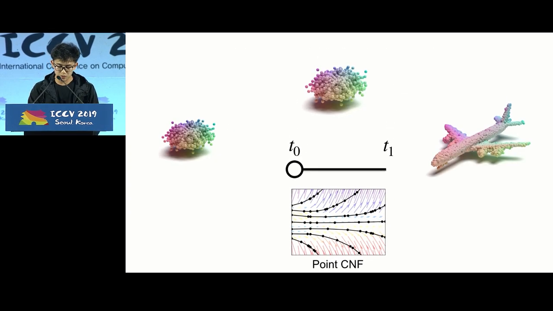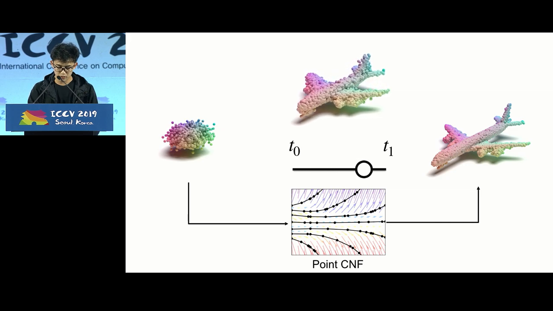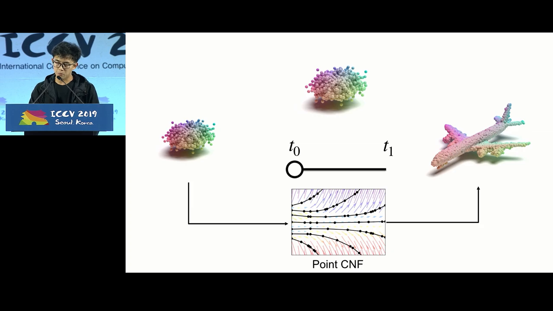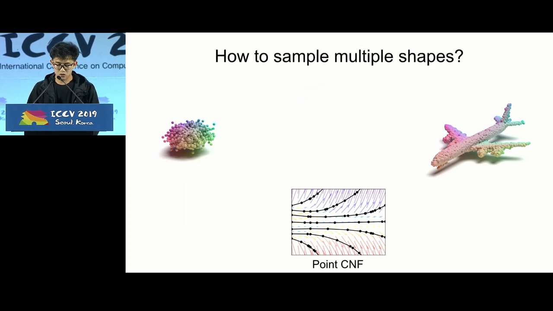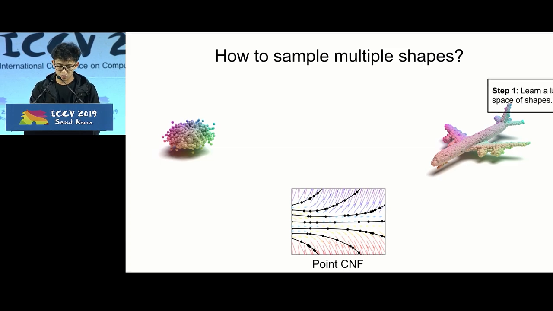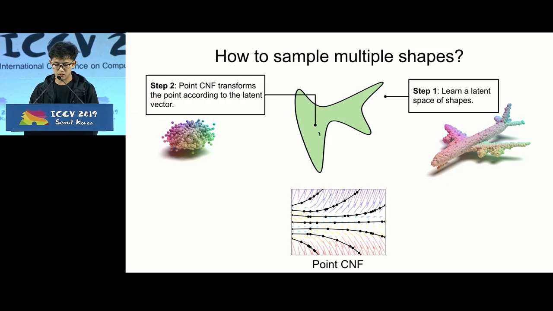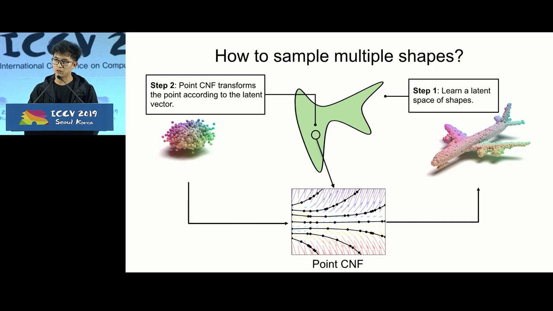Here's a visualization of a CNF transforming 3D points between a Gaussian and an airplane. We call such a CNF a point CNF. Notice right now each point CNF can only generate point clouds for one specific shape. So to extend the model to generate point clouds for multiple shapes, what we need to do is to first learn a latent space of shapes, and then we can update the point CNF to generate point clouds conditional on a vector sampled from this latent space.